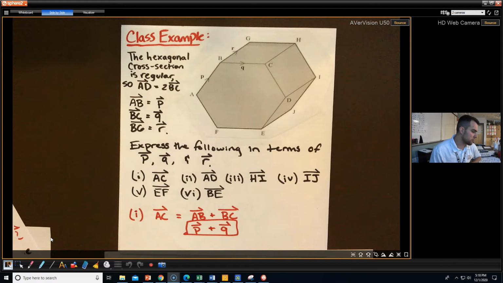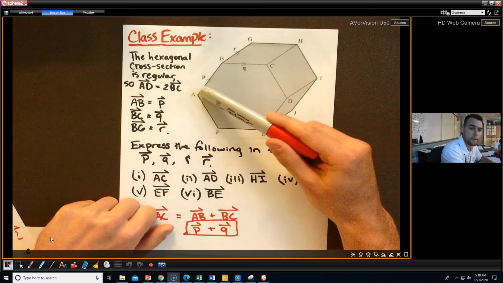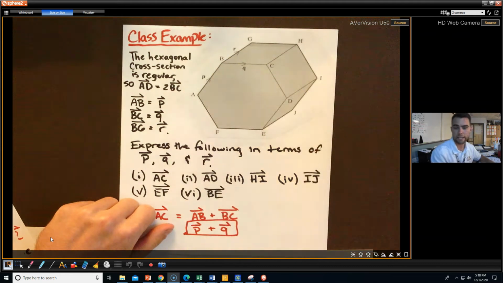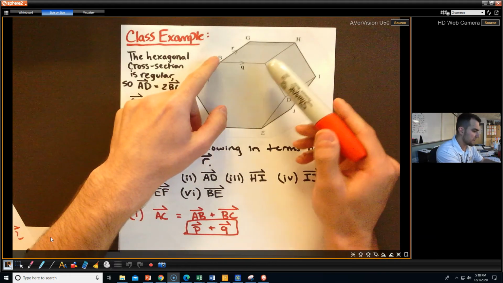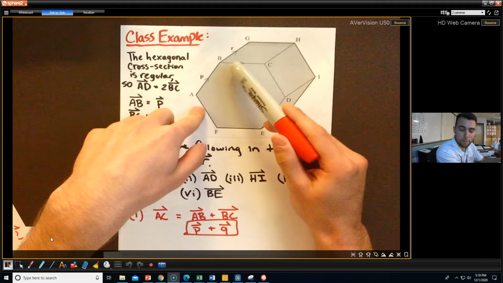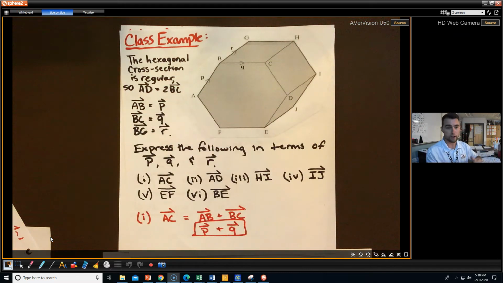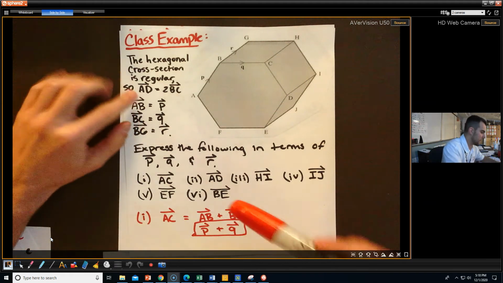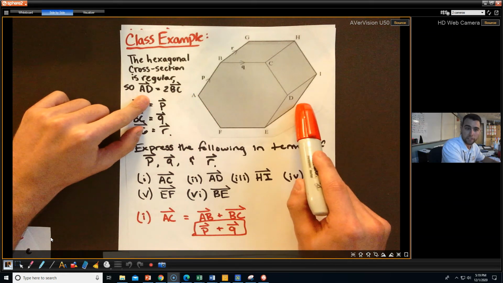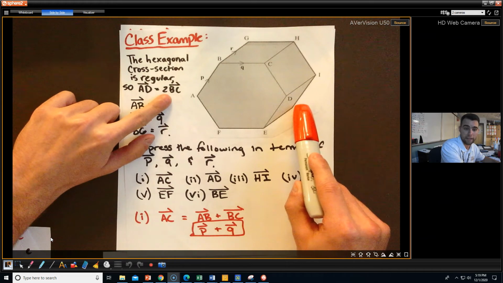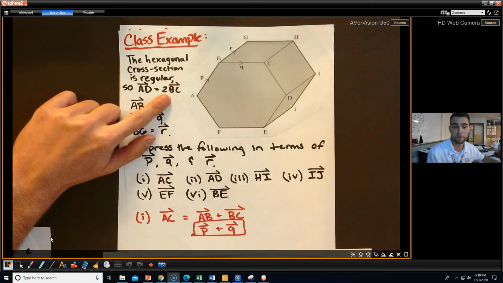Here is an example of a hexagonal prism. What we're going to do is we have these vectors P, Q, and R, and we're going to represent a lot of these BC vectors and the AB vectors using P, Q, and R. So we have this hexagonal cross section. It's regular, so what that means is that the AD vector, a vector from A to D, is going to be 2 times the length of BC. That might be important to know.